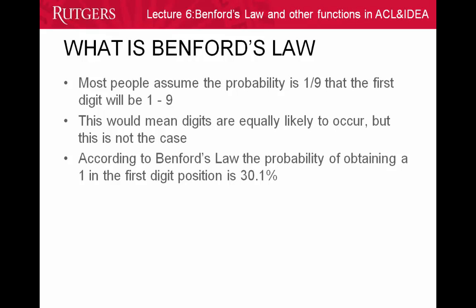Intuitively, most people tend to assume that the probability of a number appearing on a digit is the same for different numbers. For example, for the first digit, people incorrectly believe that the probability of number 1 appearing on the first digit is 1 over 9, which is the same as the probability of number 8 appearing on this digit. However, in reality, this is not true in many cases. According to Benford's law, the probability of obtaining 1 in the first digit position is about 30.1%, which is log 2 minus log 1, as I explained before.